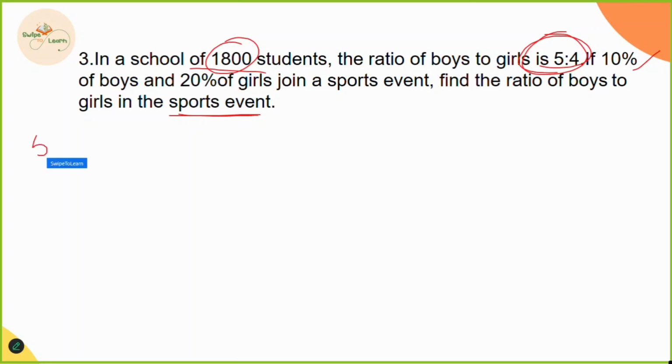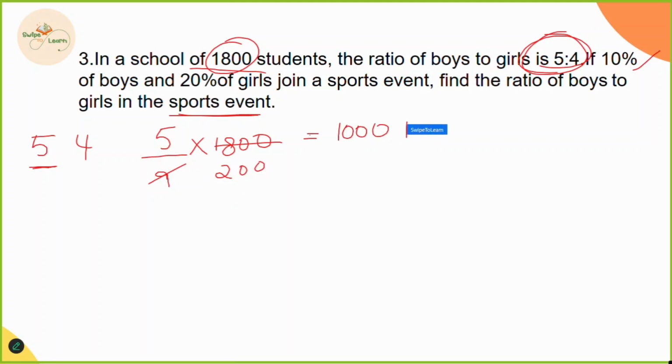We know the ratio is 5:4, so the boys' count is 5 parts and the total parts are 9. 5 by 9 into 1800 gives us the boys' count. So the total number of boys is 1000, and 1800 minus 1000 gives the girls, which is 800. Now we can see that 1000 boys are there and 800 girls are there.